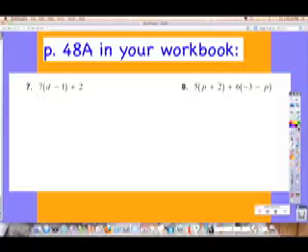Remember when we talked about like terms? We'll combine like terms and then we'll stop. We can only go so far because we don't have an equal sign.